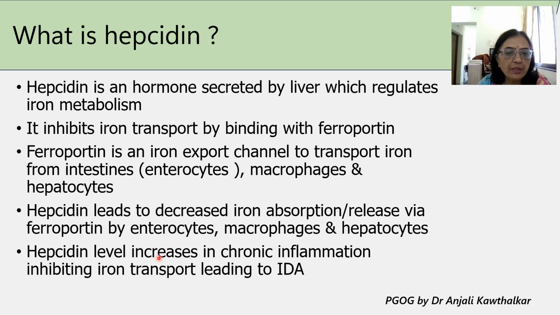So, if hepcidin level increases, there will be less iron available, because there will be a decrease in iron absorption, as well as lower release of iron from macrophages and hepatocytes. Hepcidin level increases in chronic inflammation, inhibiting iron transport, leading to iron deficiency anemia.